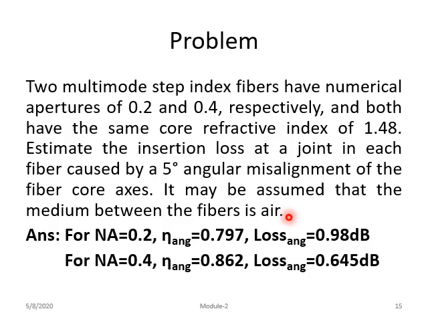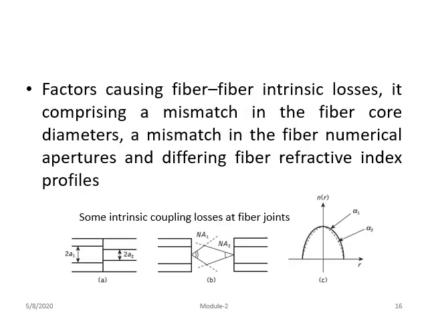Using the equation, the angular efficiency can be calculated. For the first case, with numerical aperture 0.2, the total loss is 0.98. If the numerical aperture is increased, the loss is reduced. This is how I can identify the solution. You can try it at home.